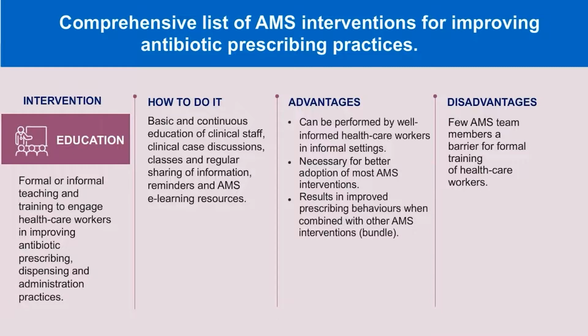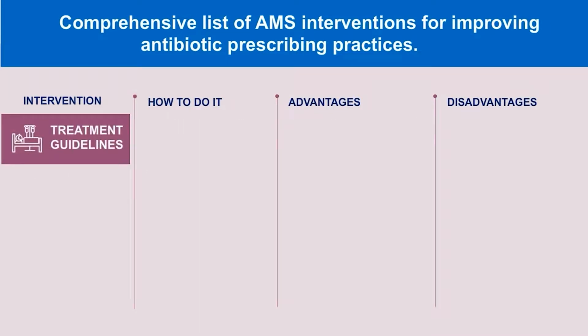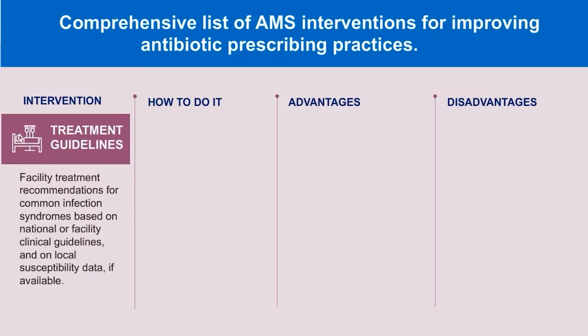training of healthcare workers. Next, treatment guidelines, which can be national or facility-based, provide treatment recommendations for common infection syndromes, based ideally on local susceptibility data, if available. This can be implemented using the WHO Manual for Developing Antibiotic Policy Guidance.